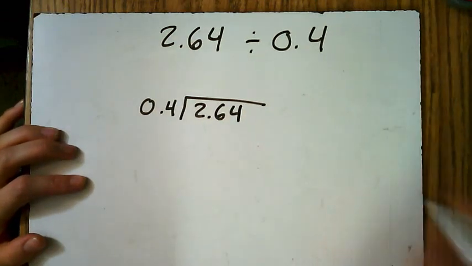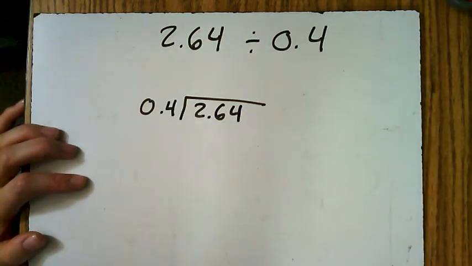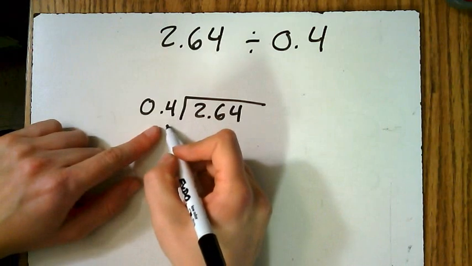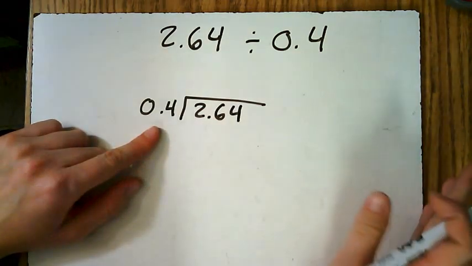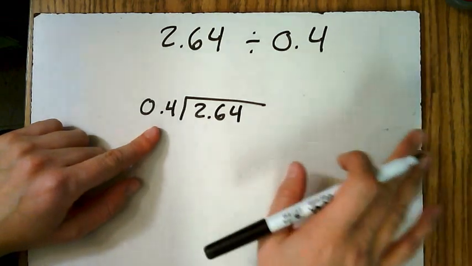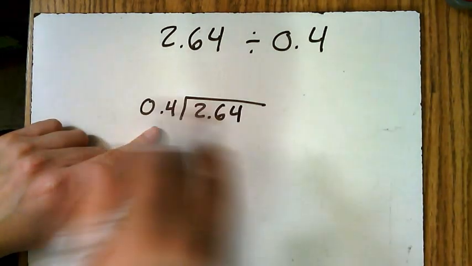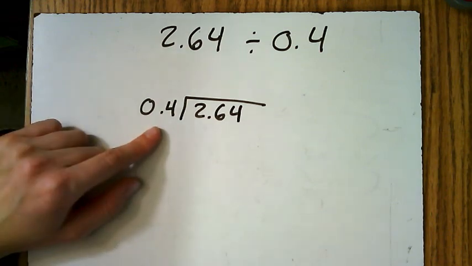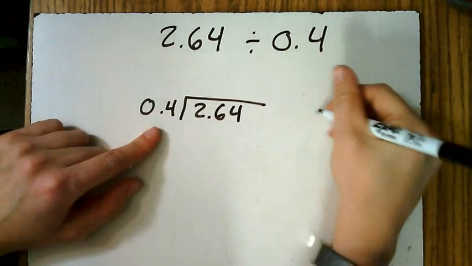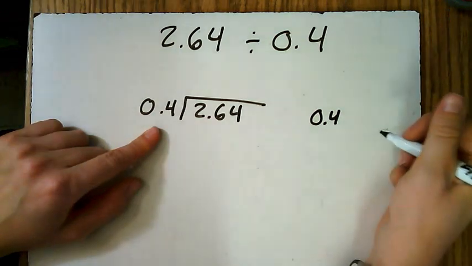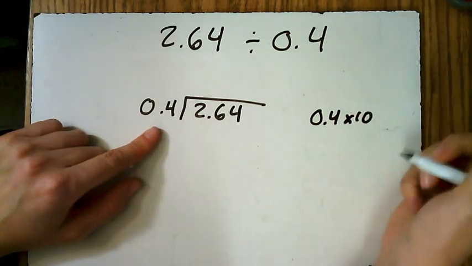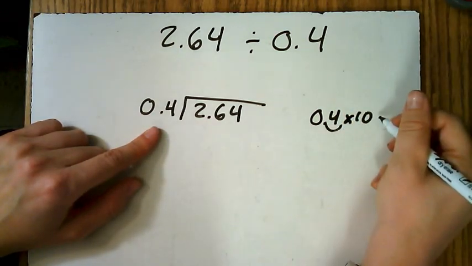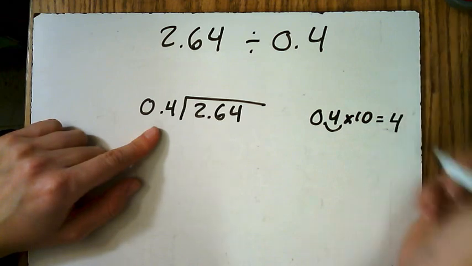Now, as I said in the partial quotients video, you cannot have a decimal as your divisor. It's just not going to work. So we have to take the decimal out of the divisor. And the way we do that is by multiplying it by a power of 10. So in this case, we're going to multiply 0.4 by 10, which moves our decimal place 1 to the right and gets us the number 4.